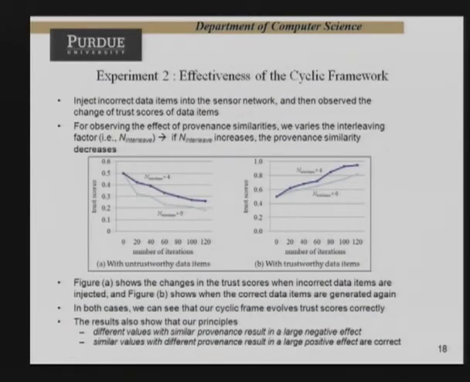And this result shows that our cyclic framework will reflect the trust situation of the data in sensor networks, and also our observation and our principle will reflect the trust score changes.